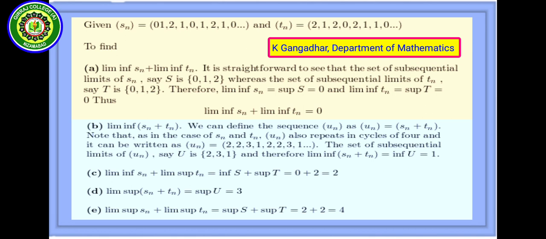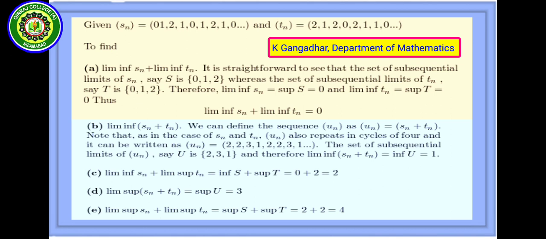First the Sn sequence is given and the Tn sequence is also given. So we find limit infimum Sn and limit infimum Tn. Now in the given sets, the first set values are 0, 1, 2, and so on. The second set values are also 0, 1, 2, and so on. In the set S, the least value is 0 and the highest value is 2. In the set T also, the least value is 0 and the highest value is 2.